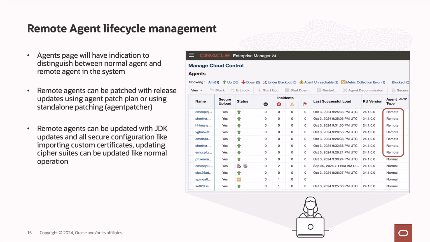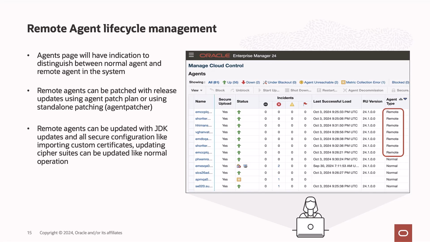involving managing and patching the remote agent for performance and security. So here you can see on the Manage Cloud Control page, we allow you to distinguish whether it's a normal agent or a remote agent. We have added a new column called agent type where you can filter the number of remote agents that you have in your system, and you can also see the normal agents that are there in the system.